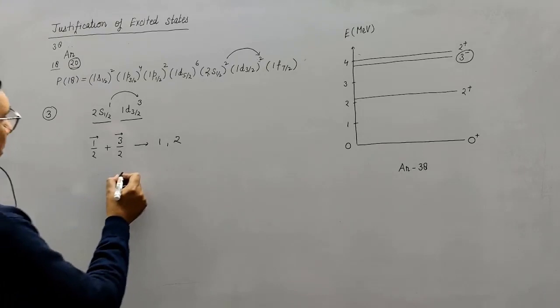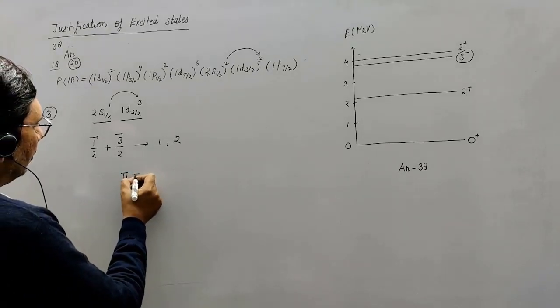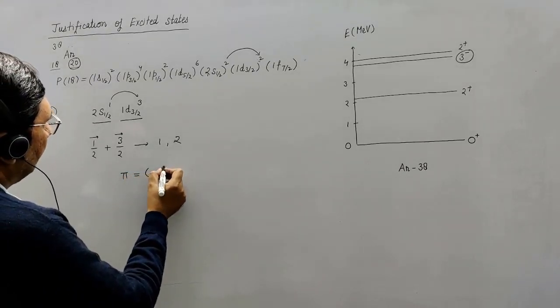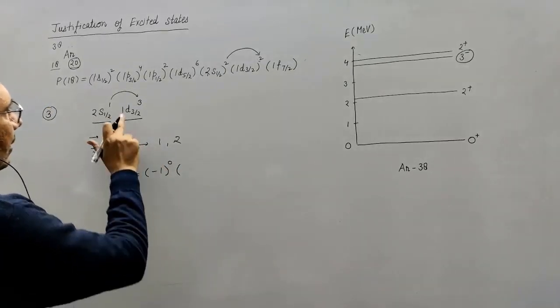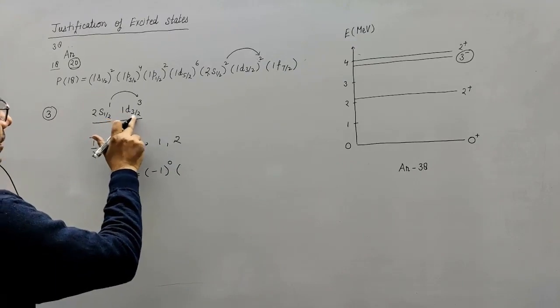What will be the possible parity? This will be minus 1 to the power L1. L for S is 0 and the other unpaired one is here in 1d3/2.